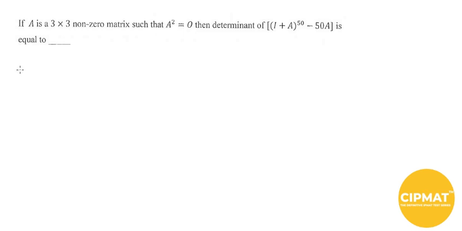According to this question, if A is a 3 cross 3 non-zero matrix such that A squared is equal to 0, that is the null matrix, then the determinant of this expression is what? So clearly you can see that there are matrices and determinants involved. So I would write the topic for this question will be matrices and determinants.